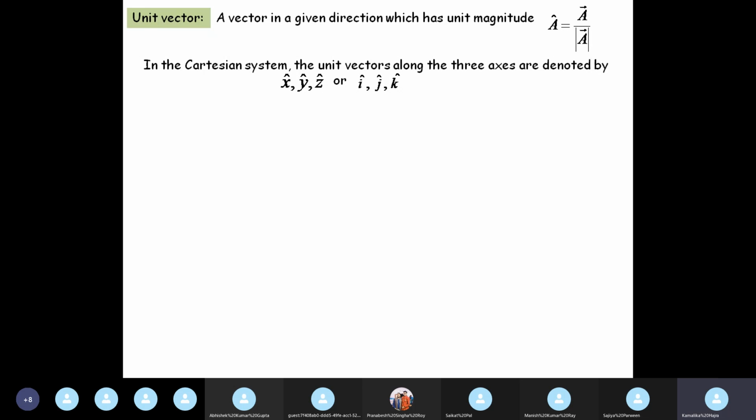In the Cartesian system, the unit vectors along the three axes are denoted by x cap, y cap, z cap, or i cap, j cap, k cap. All right, as you can see, each and everything that I'm saying or that you need to know are also written on the slide. So if you go back to the slide, you will be able to recap everything that is discussed in the class.